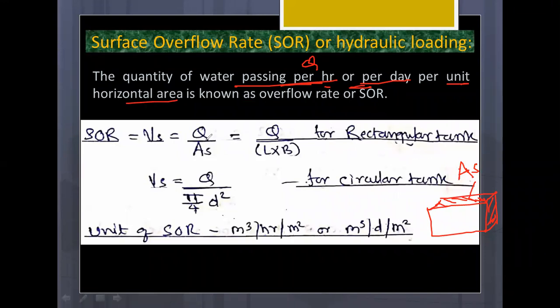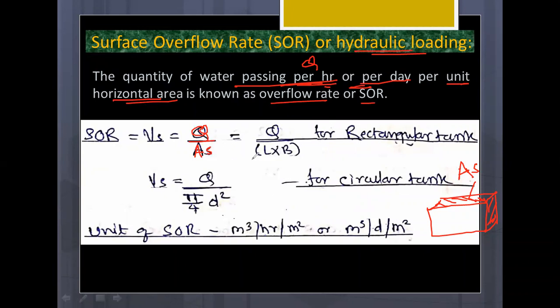Surface overflow rate is nothing but the discharge per unit surface area, or the quantity of water passing per hour or per day per unit horizontal area, known as the overflow rate or surface overflow rate, which we also call hydraulic loading.